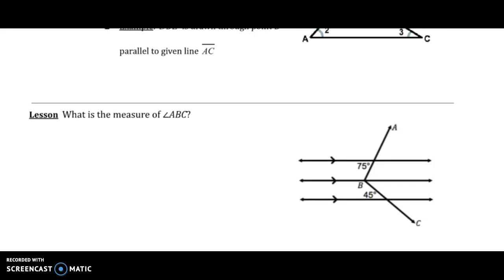Great. This is Unit 2, Lesson 5 on angles and auxiliary lines. This is the lesson video. So what is the measure of angle ABC? That is a review question. However, look at this diagram.